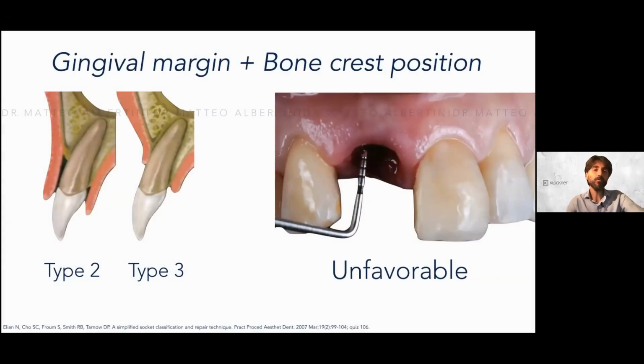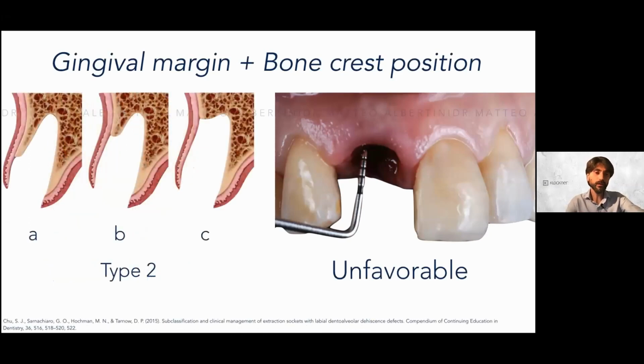But if we are in the second scenario, less favorable cases, less favorable because we have some loss of maybe soft and hard tissues. We can have a type 2 or type 3 situation. Type 3 if we have a gingival recession. And we have to distinguish a little bit between the type 2, A, B, and C. We can have even a complete loss of the buccal bone in the 2C.